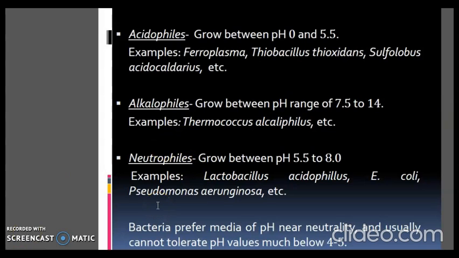And the third group, the neutrophils, have an optimum pH range between 5.5 to 8. And the examples include Staphylococcus aureus, E. coli, Pseudomonas, Lactobacillus, etc. Most of the bacteria are neutrophils. They maintain a neutral cytoplasmic pH by various mechanisms because usually they cannot tolerate pH values much below 4 to 5 range.